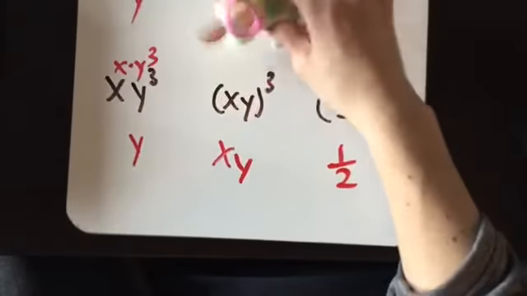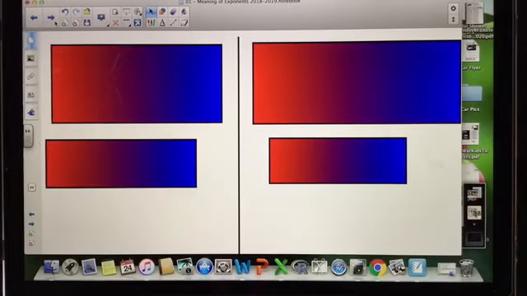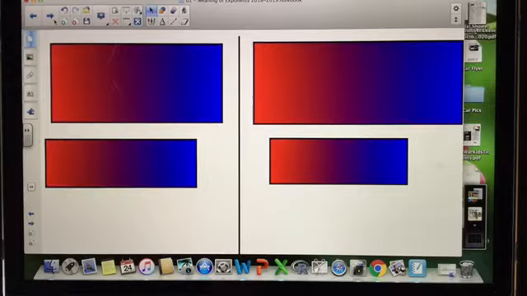A llama keychain. So something we want to think about with our exponents is that it's really a shortening of another operation.